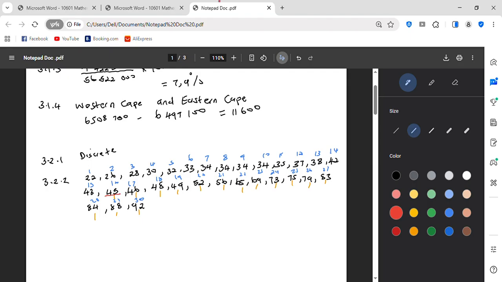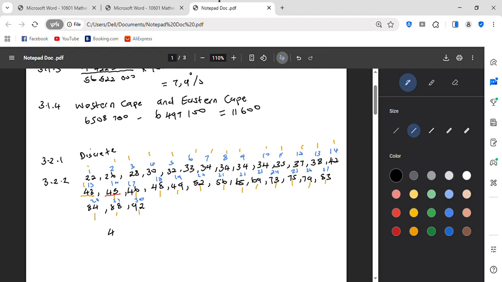Let's go to this side. Let me use the same color. We count 1, 2, 3, 4, 5, 6, 7, 8, 9, 10, 11, 12, 13, 14, 15. So the 15th one is 43. So our median is between two numbers, because this is a data set of even numbers. When you have a data set of even numbers, you will have two middle values. So our middle values are 43 and 45.